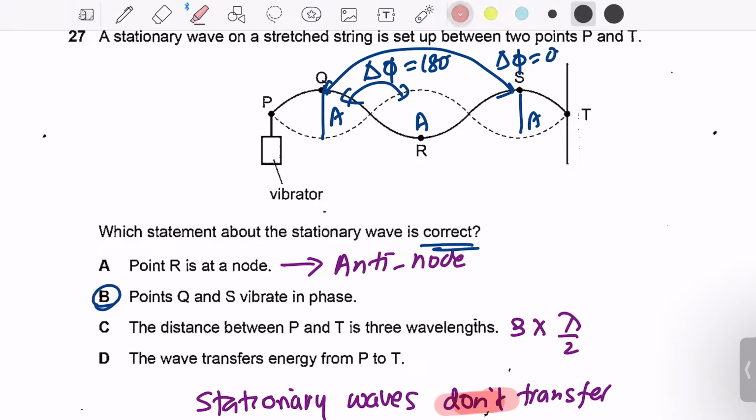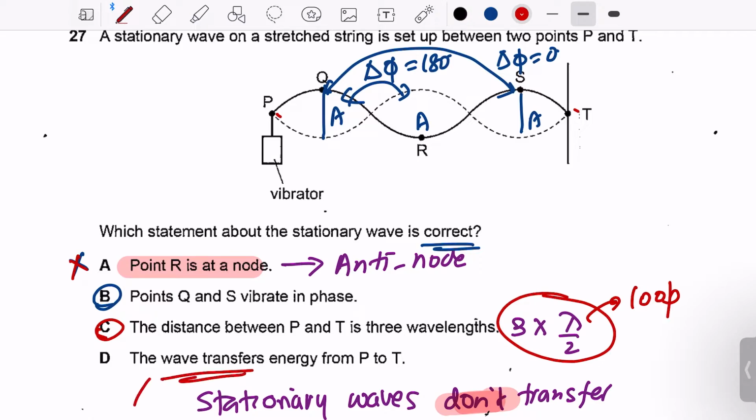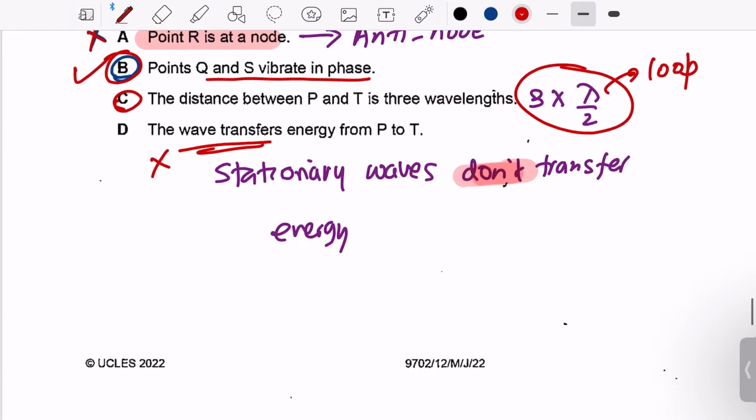So let's check the first one. Point R is at a node. No, it is an antinode. So second, let's say C. The distance between P and T is 3 wavelengths. No, this is 3 half wavelengths. A loop is a half wavelength only. So this is 1.5 wavelengths actually. The wave transfers energy. No, stationary waves don't transfer, they store the energy. So points Q and S vibrate in phase, of course, because they are not consecutive loops. There's a loop in between these two loops. So they are in phase for sure.